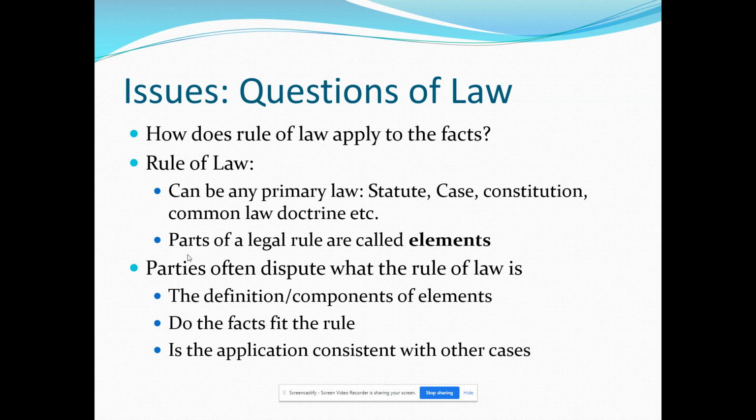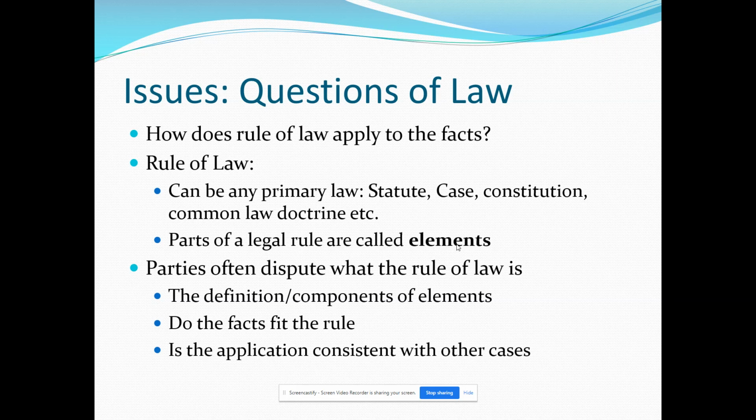So when we're trying to write out our issue, it's like, how does this rule of law apply to our facts? Our rule of law can be any primary law. It can be a code section, a case, a constitution, and so on. And every part of a legal rule, all the steps necessary, are called elements. A couple of weeks ago, we talked about the elements of assault, right? When it was apprehension of being hurt, I remember there were all those different legal requirements.